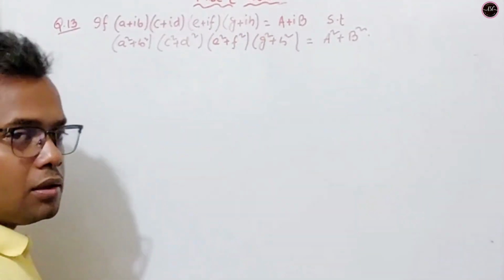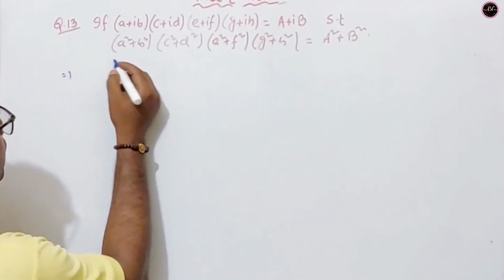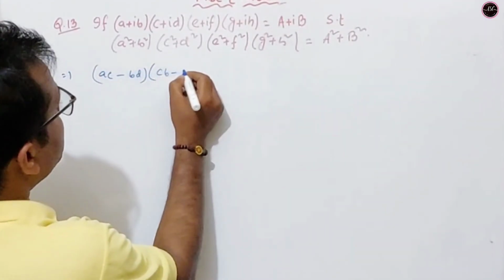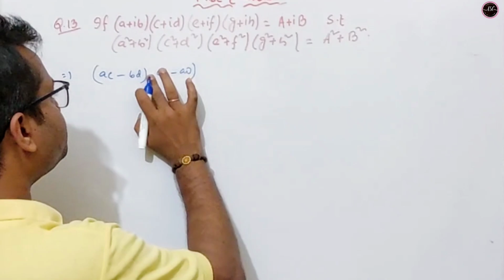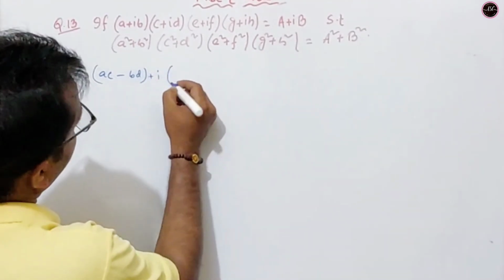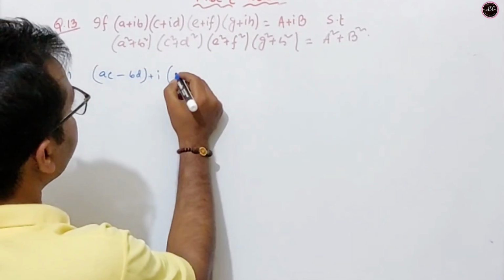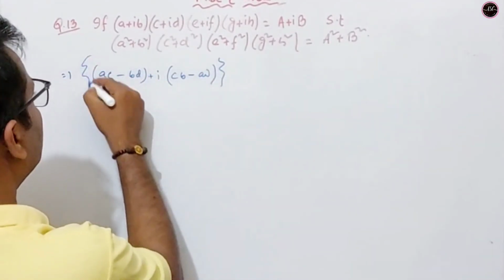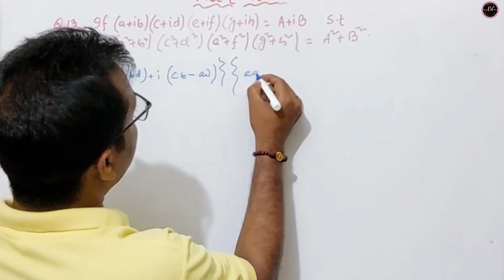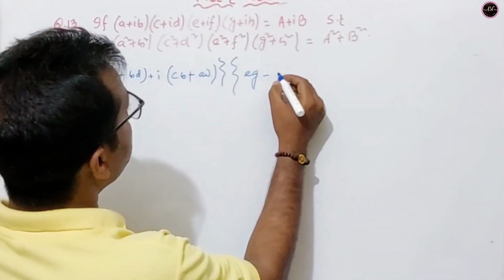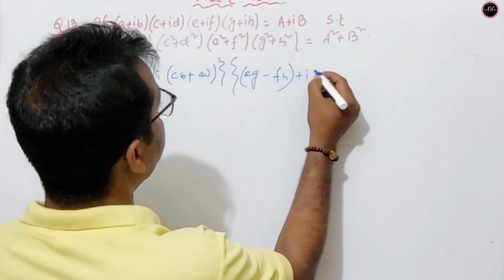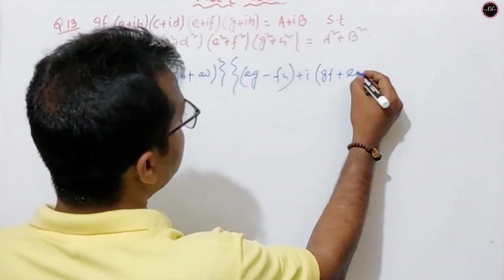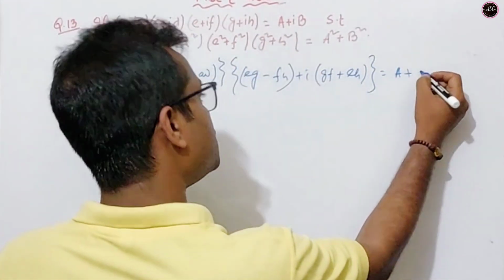Just here apply the formula of multiplication. We get here AC minus BD, and here CB minus AD, plus i of CB minus AD. This is the value of this, and this is the value of EG minus FH plus i of GF plus EH, equal to a plus ib.